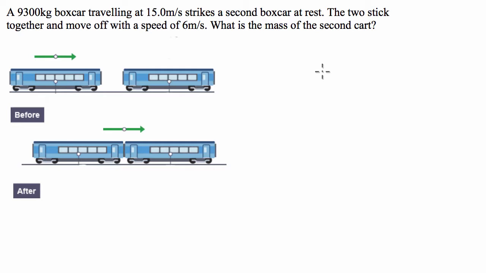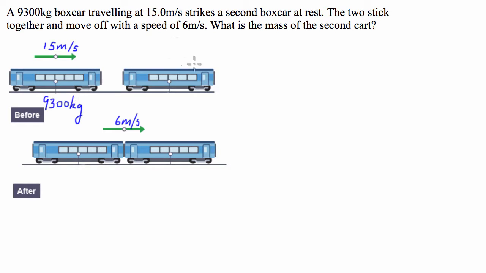So let's have a look at what we've got here. We've got a 9,300 kilo boxcar travelling at 15 metres a second that strikes a second boxcar at rest. So this one here is going 15 metres a second, and this one here weighs 9,300 kilos. The two stick together and move off with a speed of 6 metres a second. What is the mass of the second cart?